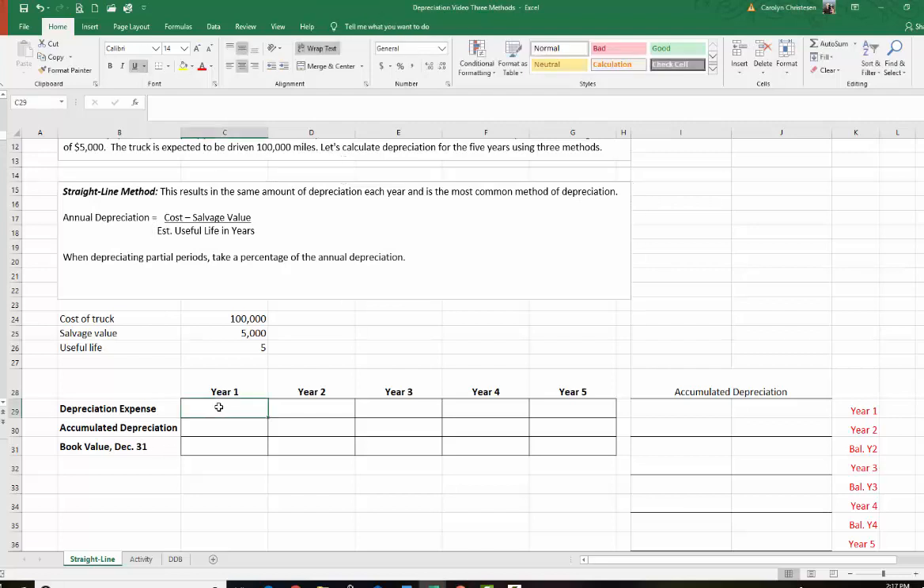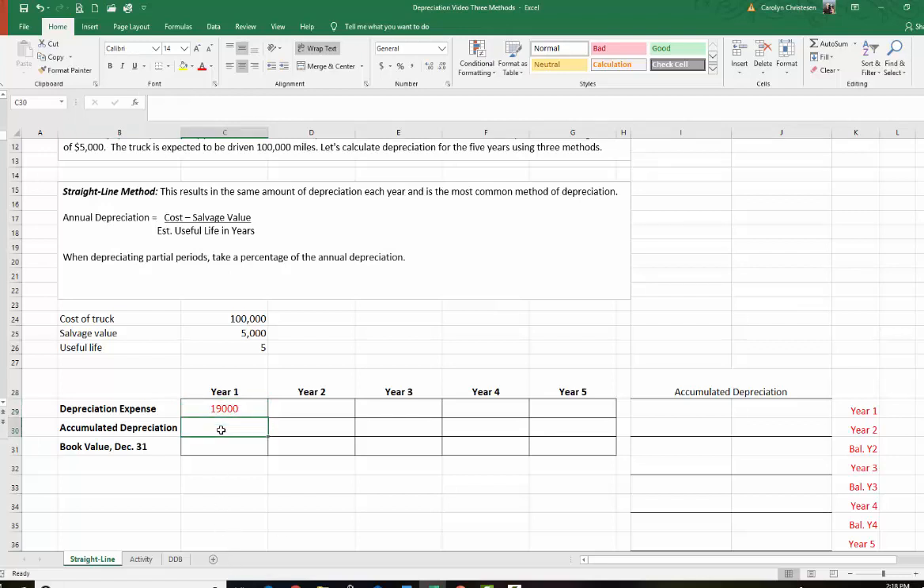So let's find our depreciation for the first year. It's equal to cost minus salvage value. I'm going to put those in parentheses because I'm going to have to divide, so we don't get our order of operations mixed up. Cost minus salvage value divided by useful life. All right, $19,000. So our depreciation expense in the first year is $19,000.